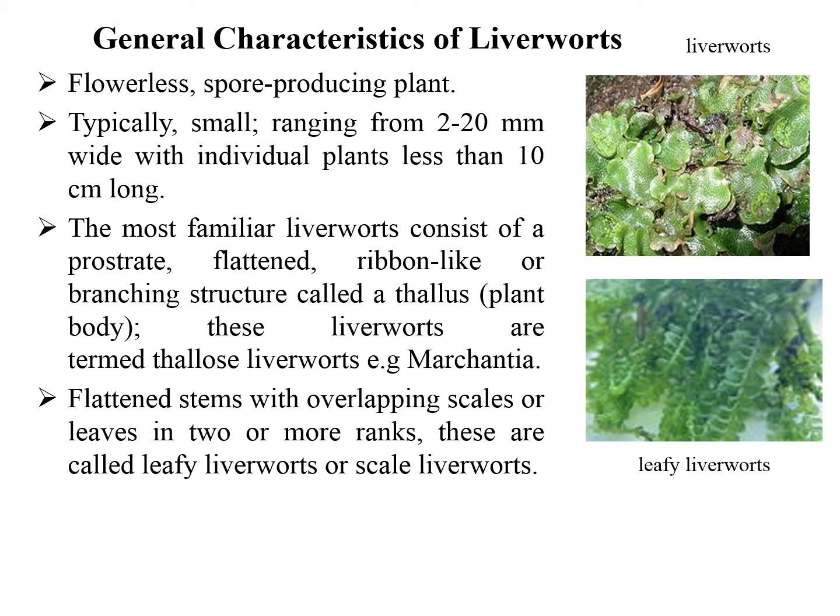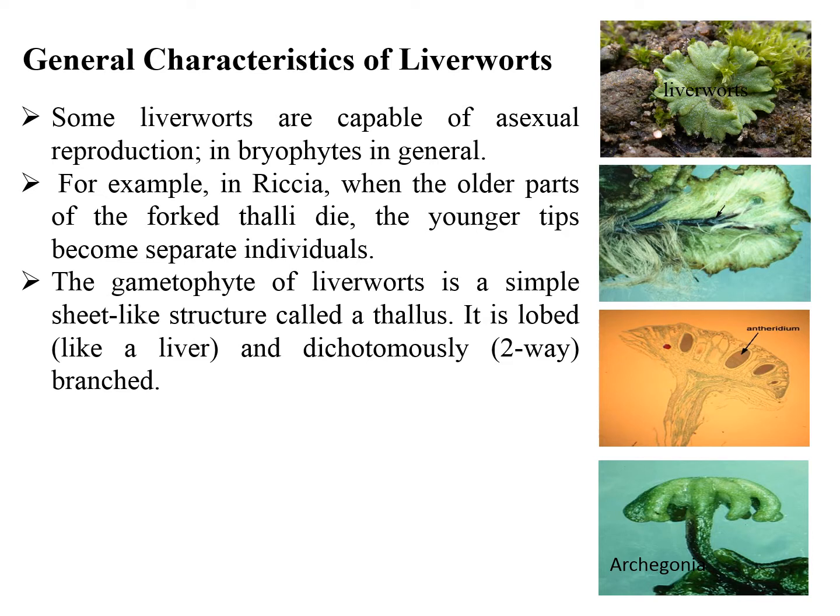However, most liverworts produce flattened stems with overlapping scales or leaves in two or more ranks. These are called leafy liverworts or scale liverworts, as you can see in the picture. Some liverworts are capable of asexual reproduction, as in bryophytes in general. For example, in Riccia, when the older parts of the thalli die, the younger tips become separate individuals.